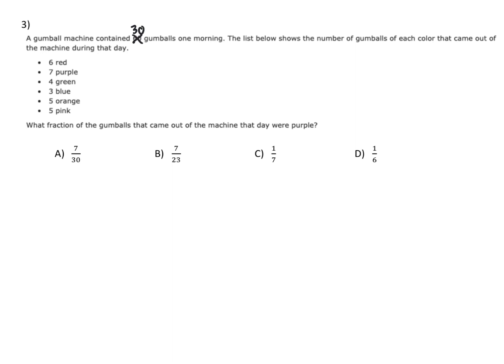So I'm going to combine to make it easy. So 6 and 4 is 10. 7 and 3 is 10. 5 and 5 is 10. So 10 plus 10 plus 10 does equal 30. Now it says, what fraction of gumballs that came out of the machine that day were purple? So I get purple right here, 7. So it would be 7 over 30 total. So that would be A.